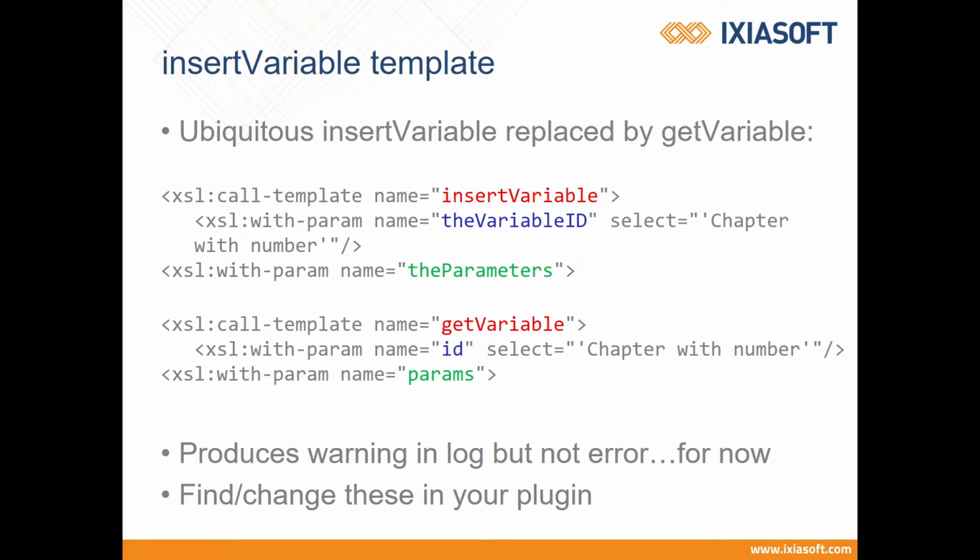One of the first things that you will have to change, almost regardless, are the references to the insert variable template. That has changed across the board to get variable. It's used all over the place in the plugin. For now, it's just a warning in your log file. It will not break your build, but at some point it may break your build. So go ahead, beat the rush, find and change. That's the old syntax up top, the new syntax on the bottom, and as you can see, just a quick search and replace will fix all of that.